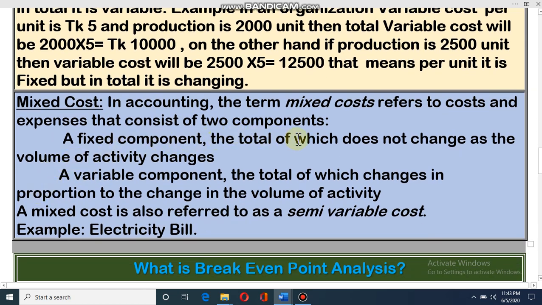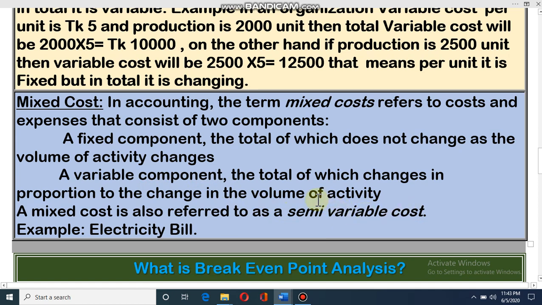Dear student, now mixed cost. In accounting, the term mixed cost refers to cost and expenses that consist of two components, a fixed component and a variable component. That means it is a cost where some elements are fixed, some elements are variable. That's why it is mixed cost. Another name of this cost is semi-variable cost.